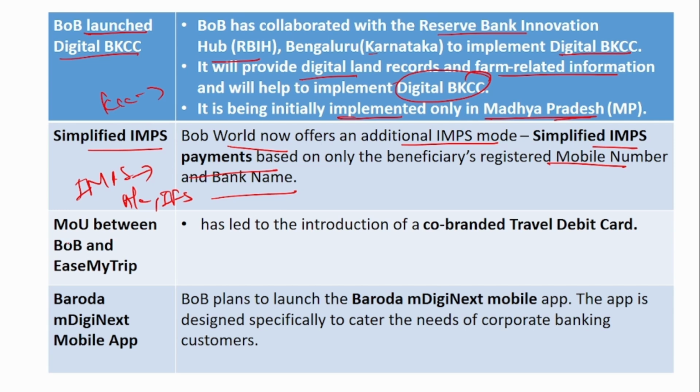Now next is that MOU has been signed between BOB and EaseMyTrip. So this has led to an introduction of a co-branded travel debit card. So using this debit card, if you book trains or rooms, or residential rooms, then you can have some extra points. This is what this MOU is signed for.